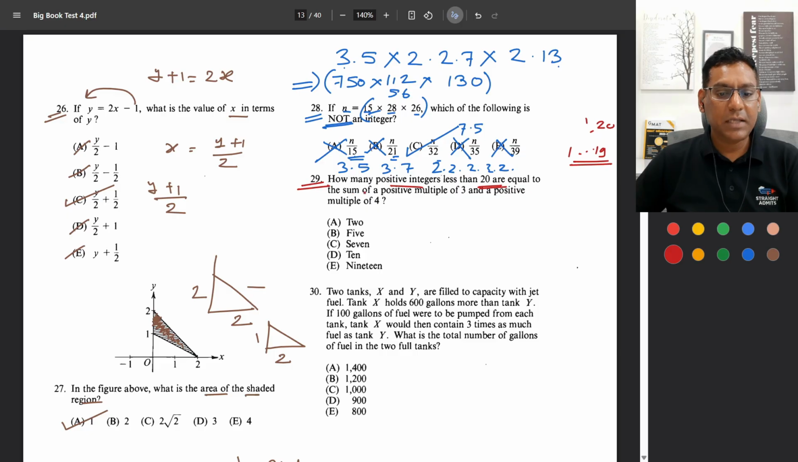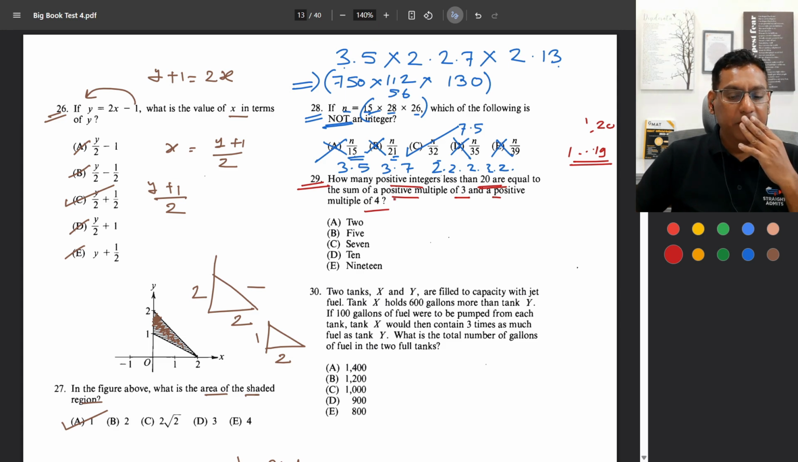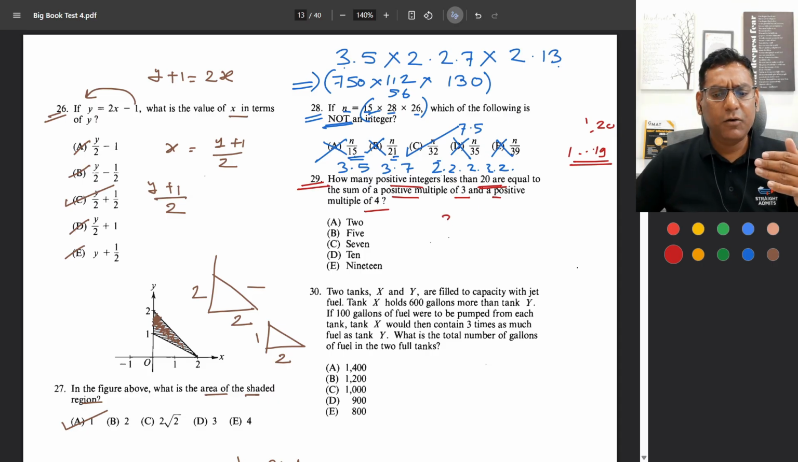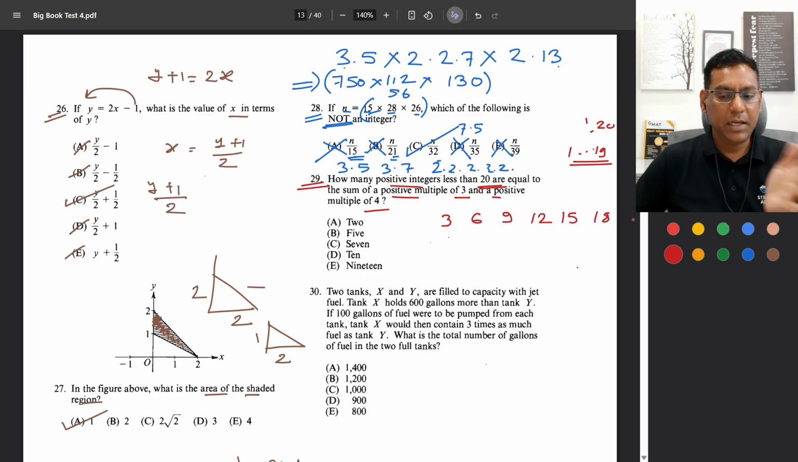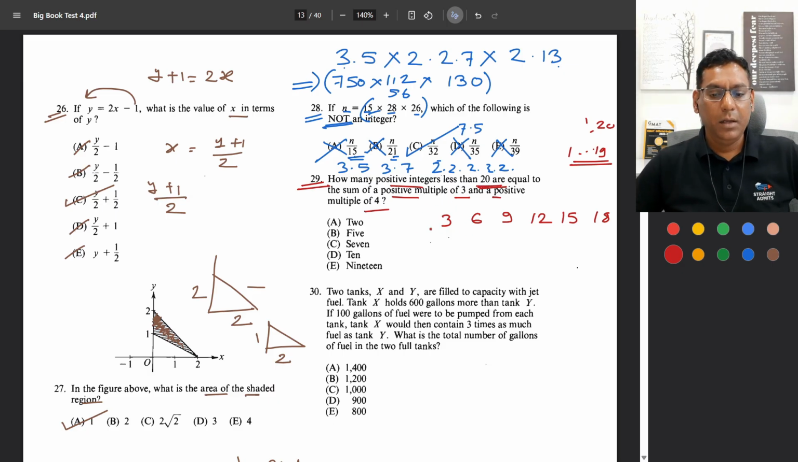Are equal to the sum of a positive multiple of 3 and a positive multiple of 4. Interesting. So I need to get a number which is a positive multiple of 3 plus a positive multiple of 4. Let's first find out the positive multiples of 3. So 3, 6, 9, 12, 15, 18. Then I get out of range because I'm interested only till 19. So these are all multiples of 3. And multiples of 4 are going to be 4, 8, 12, 16, and 20.